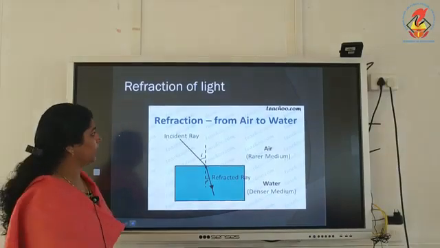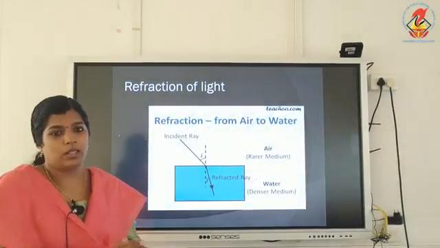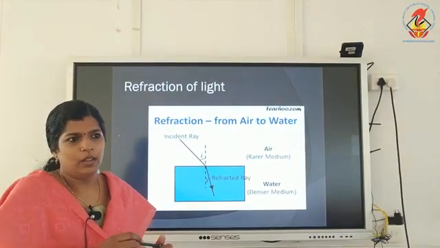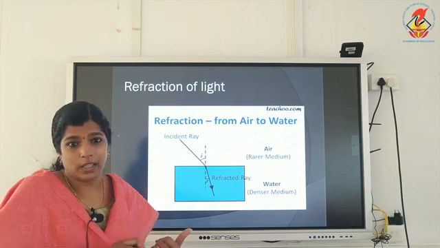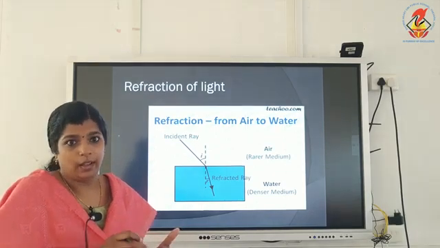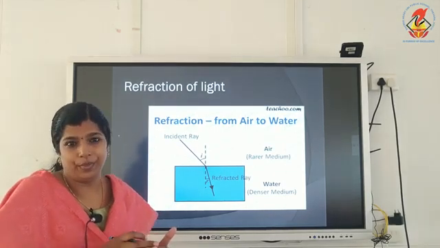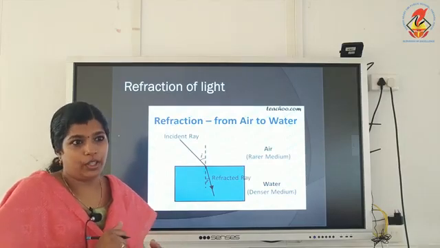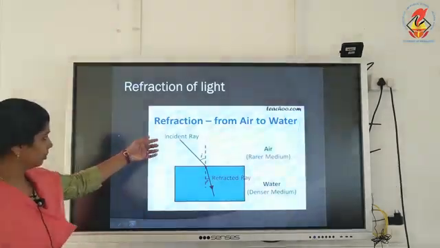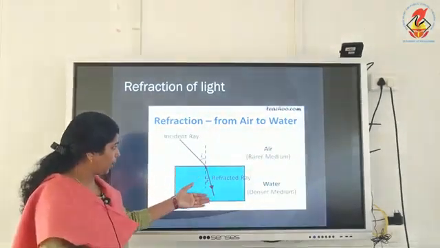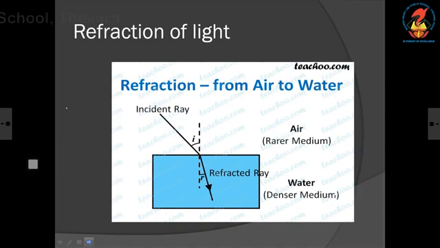Now, so many terms are related to this refraction of light. In reflection of light, we studied incident ray, reflected ray, normal, point of incidence, angle of reflection, and angle of incidence. Here also there are incident ray, refracted ray, normal, point of incidence, angle of incidence, and angle of refraction.